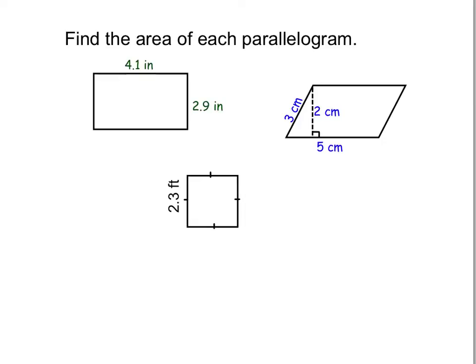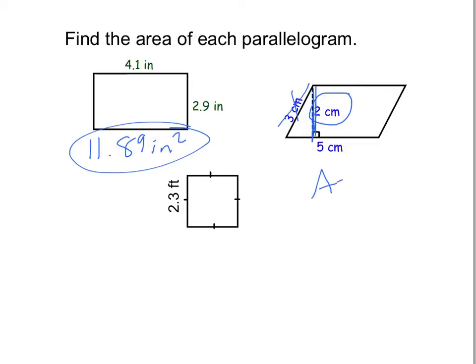Okay, the first one. When I multiply the 2, I get 11.89 inches squared. This one. This is the height, not this. So sometimes in a parallelogram you're going to be given more information than you need. You need to think about, I need the straight up and down height whenever I'm talking about height. So remember, area equals base times height. And so the base is 5 and the height is 2. So this is 10 centimeters squared.